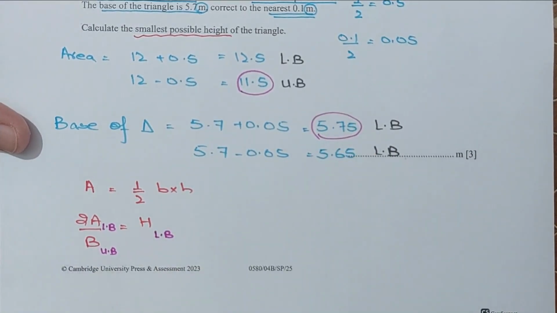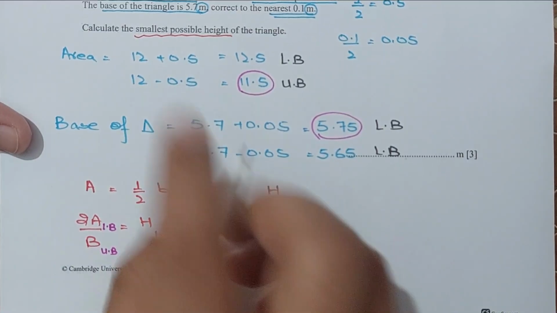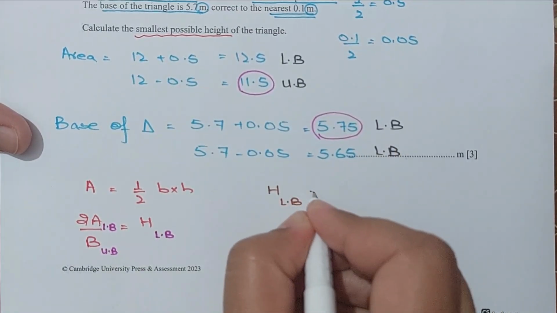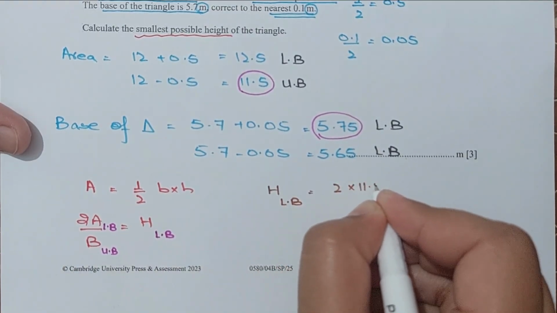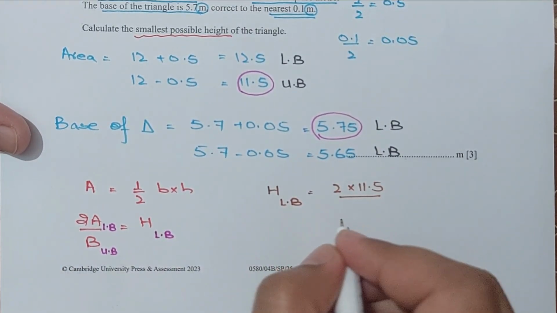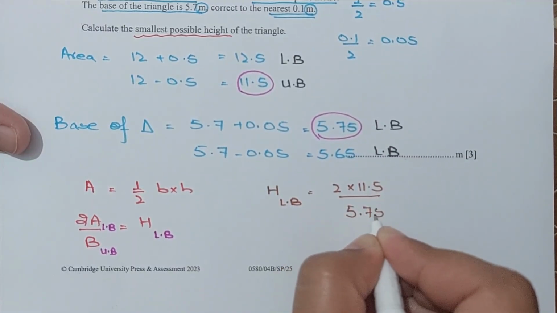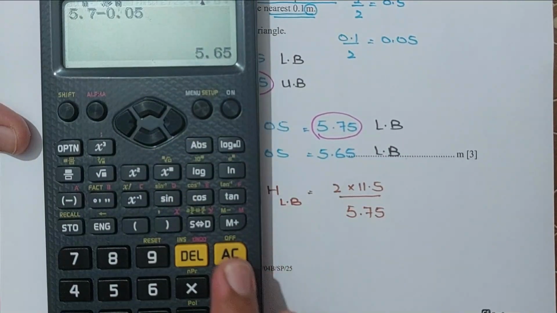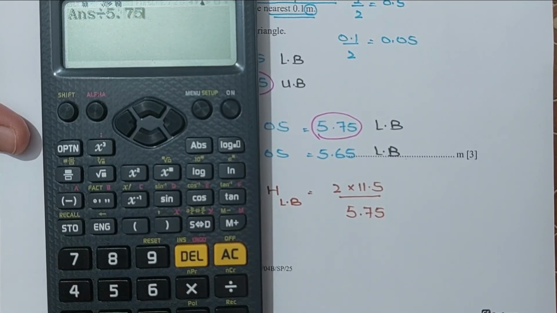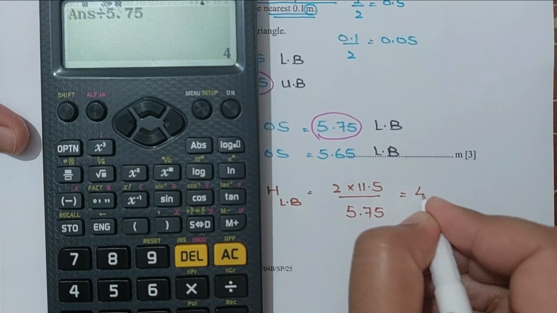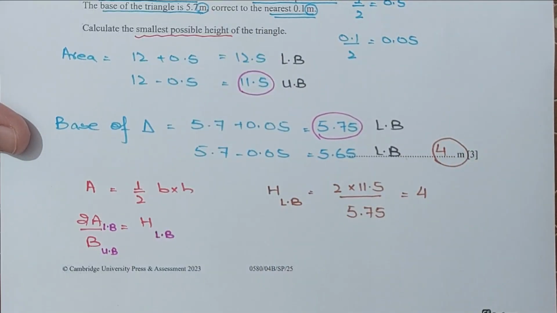So the lower bound of area we have to use, and the base upper bound we have to use. So the smallest possible value of height is 2 times the lower bound of area, which is 11.5, divided by the upper bound of the base of the triangle, which is 5.75. Let me simplify. 2 times 11.5 divided by 5.75 equals 4. So this is 4 meters, the smallest possible height.